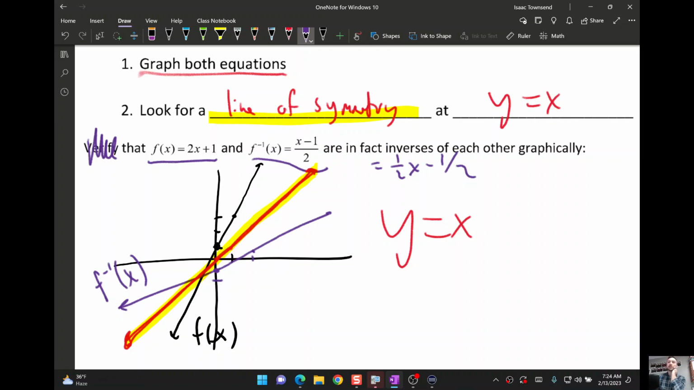But the reason why it's not good enough for a proof is one of these could just be a tiny bit off, where it kind of looks like it's a line of symmetry, but there's a very, very small difference. One's just slightly tilted off.